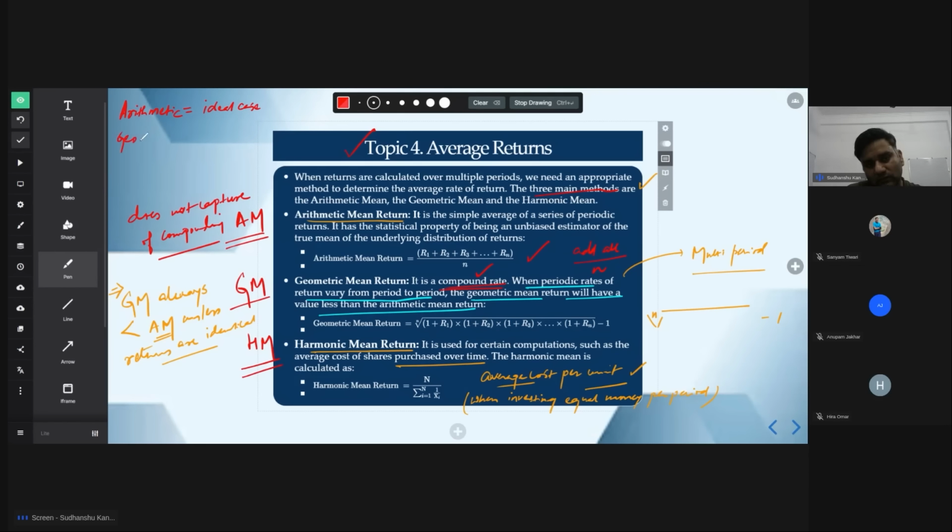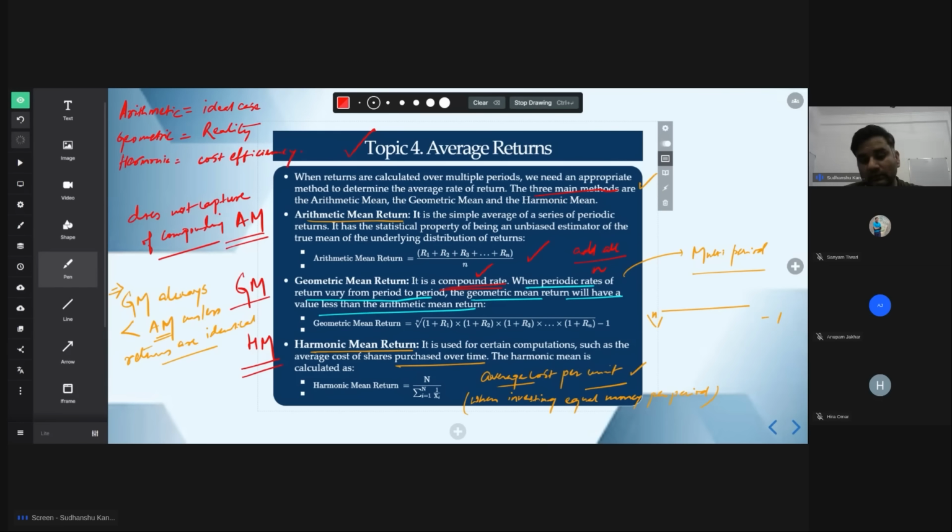Geometric is what is the reality. Geometric is the real world case, reality, when you say that for every period we will have compounding. Harmonic is more about cost efficiency. You're talking about what if I have invested the same amount of money in all periods, right? Harmonic is mostly about cost efficiency, right? So each one has different usage, right?